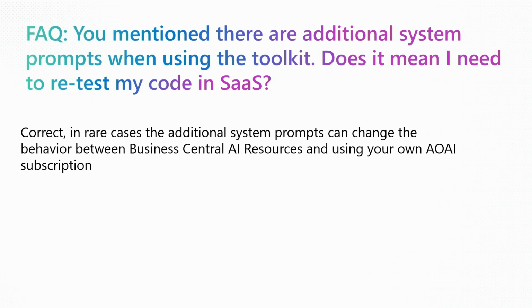So, as Evgeny mentioned before, prompt changes can change the behavior. We also have some additional system prompts that we apply when you're running through the toolkit, and that can have an impact. So you should always use testing. That could also lead to subtle differences between using your own subscription, where it's not applied, and using our subscription as part of BCI resources, where we do apply it. So make sure you test for both of those scenarios when you test the features towards customer use. Let's take a few questions.